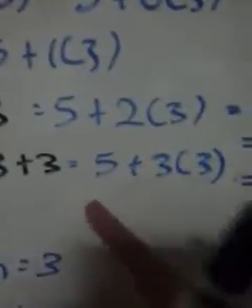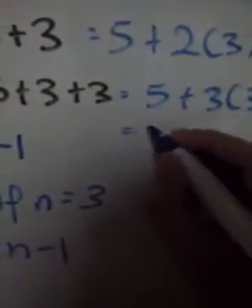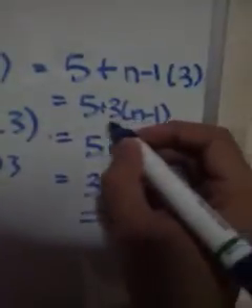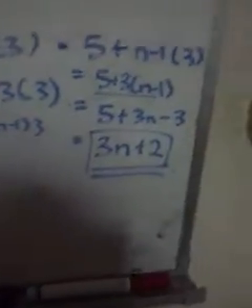And this, if you don't trust me, the answer will be the same for everyone. In this case, it will be 3 here as compared to 4 is what? It's n minus 1, right? So again, it's 5 plus n minus 1 times 3. Same thing as over here. So the answer is 3n plus 2. That is your n term.